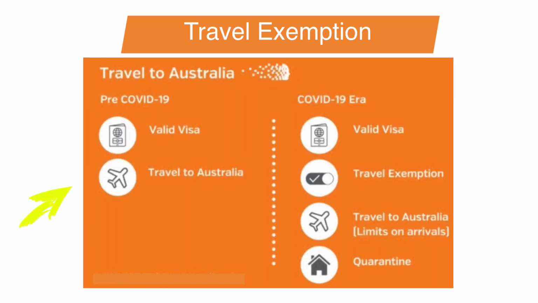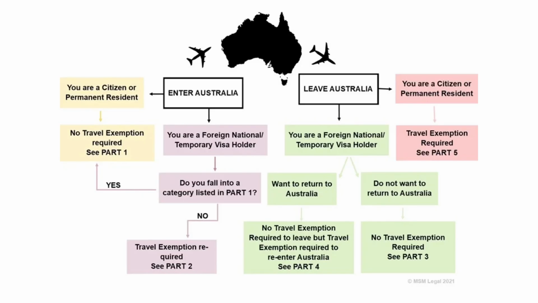Pre-COVID, if someone wanted to travel to Australia, all they required was a valid visa and a flight ticket. But now in the COVID era, traveling is really difficult because of the restrictions. So now you require a valid visa, a travel exemption, flights to Australia, which are very limited, and also quarantine for 14 days after that. So today we're going to see how you can apply for a travel exemption and in what different circumstances this can be done. In this video, let's just talk about the outbound exemption.